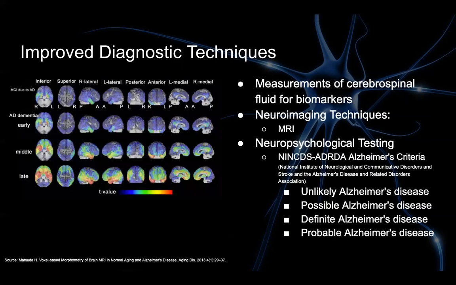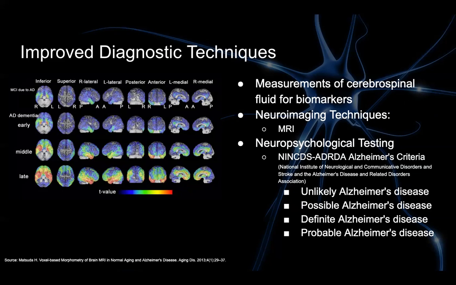Diagnostic techniques have greatly improved since Dr. Alzheimer's original diagnosis. Now, in conjunction with psychological tests to determine whether or not the patient is suffering from dementia or just mild cognitive impairment, there are also biomarker methods such as measuring the presence of amyloid beta plaques or tau fibers in the cerebrospinal fluid. Neuroimaging can also be used to determine whether or not the patient is presenting physical signs of dementia and gives insight into how far along they are.